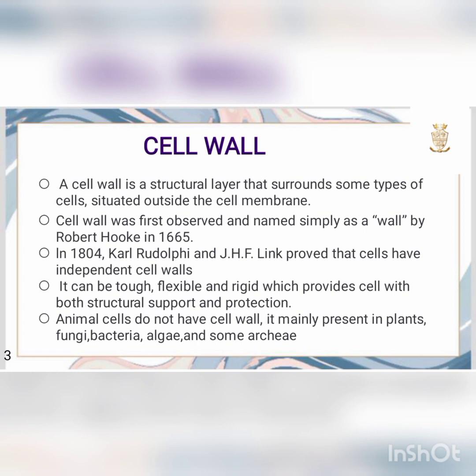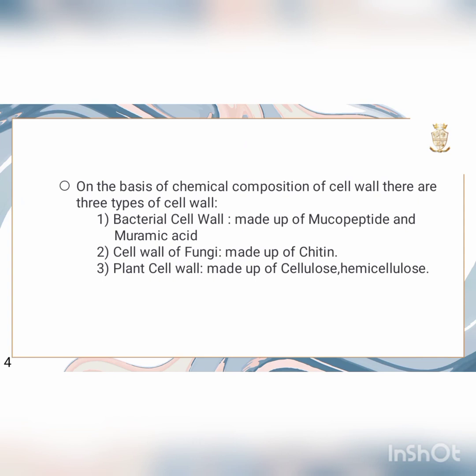In case of animals, they do not have cell wall. It is mainly present in plants, fungi, bacteria, algae, and some types of archaea. On the basis of chemical composition, there are three types of cell wall: bacterial cell wall, fungi cell wall, and plant cell wall. In case of bacteria, it is mainly made up of mucopeptides and muramic acid. In case of fungi, it is made up of chitin. And in case of plants, it is mainly made up of cellulose and hemicellulose microfibrils.